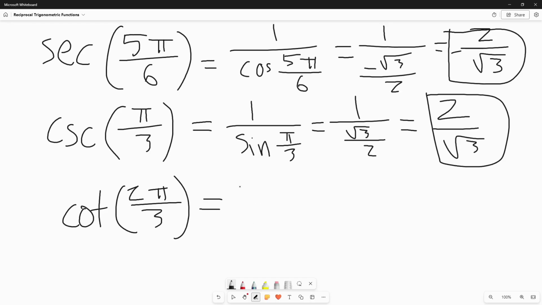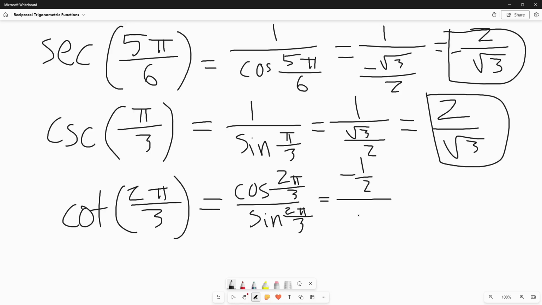So for this one, we would do cosine of 2 pi over 3 over sine 2 pi over 3. And cosine of 2 pi over 3 is negative 1/2. And sine of 2 pi over 3 is square root of 3 over 2. And for this one, we can multiply both sides of the fraction by 2 to get rid of the fractions. And we get negative 1 over square root of 3.